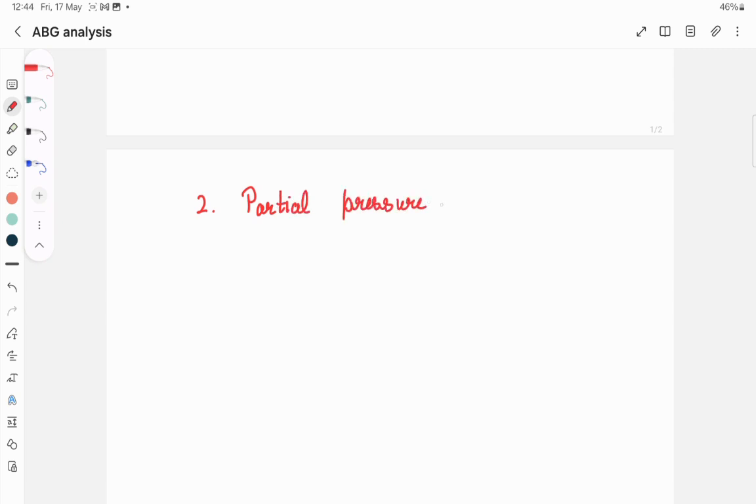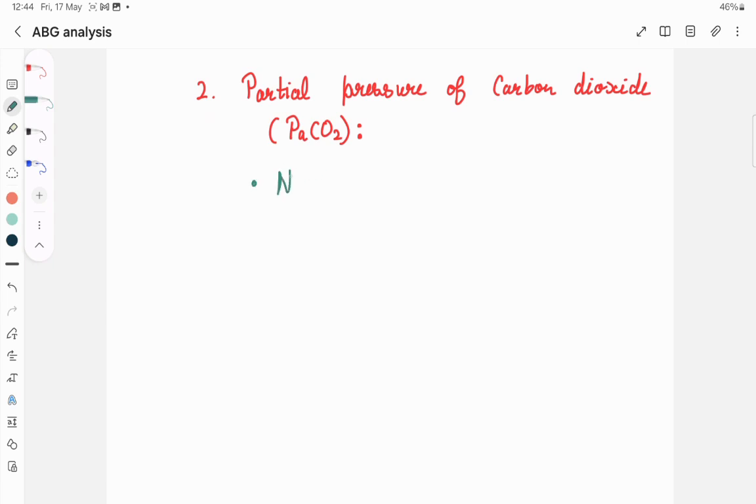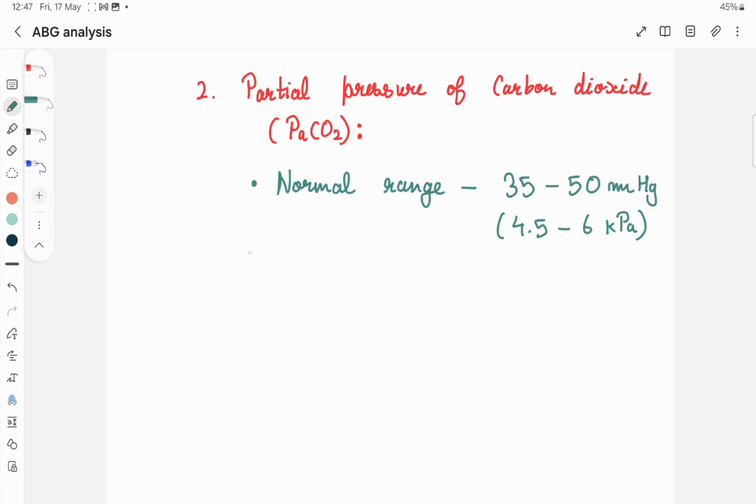So the next component is partial pressure of carbon dioxide, PaCO2. That's how we write it. So what is the normal range of PaCO2? The normal range is between 35 to 50 mmHg, which is 4.5 to 6 kilopascals. What is the significance of this PaCO2?